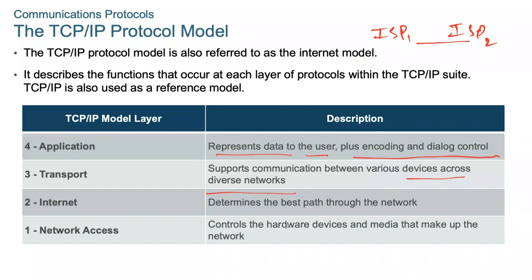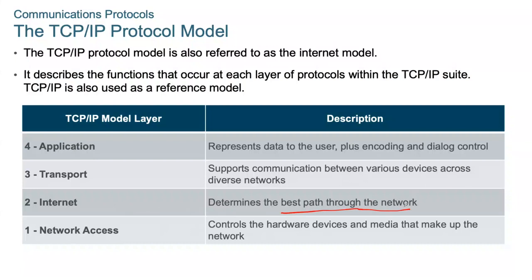And the internet layer of your TCP/IP model determines the best path through the network, as said. It finds the path. And the network access layer controls the hardware devices like Ethernet, coaxial cables, twisted pair cables, fiber optics, copper cables, and the media that make up the networks.